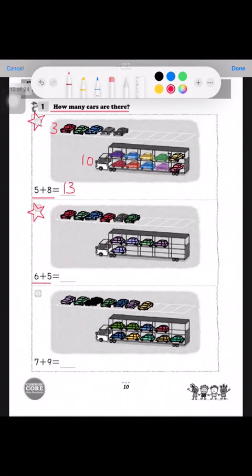Next, we have 6 plus 5. To regroup, we may transfer the cars from the truck to the ground to make 10. So now there are 10 and 1 cars, which is 11.